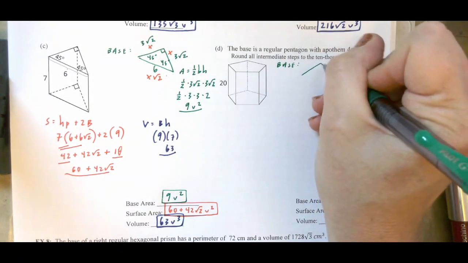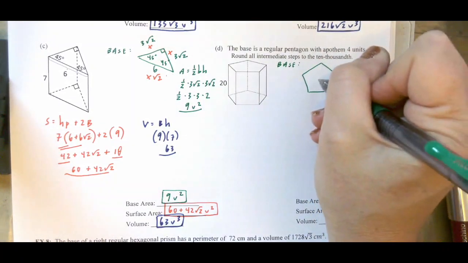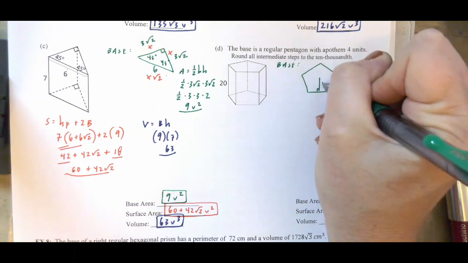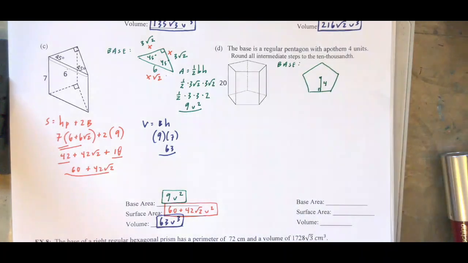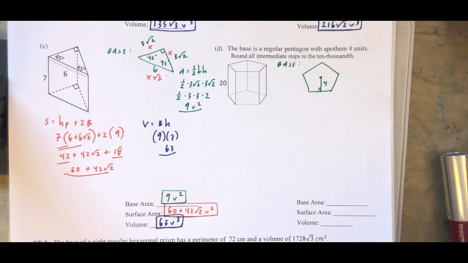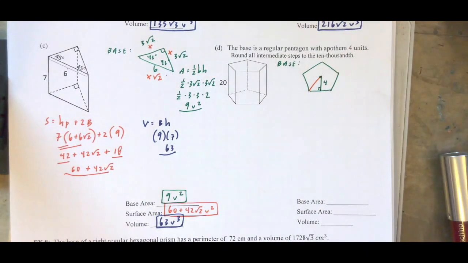So a regular pentagon looks like this. And we're told that the apothem right there is 4. So center to a side, that perpendicular segment is 4. Here I need to figure out an angle of this right triangle because I need to get to the area of the regular polygon. So I'm going to need my perimeter. I already know my apothem.